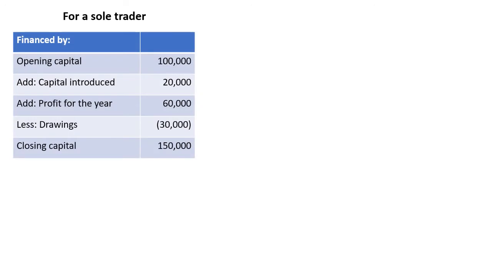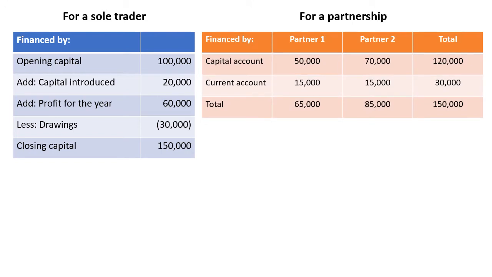So here we see the capital section for a sole trader: opening capital, any capital introduced in the year, profit for the year, less our drawings, closing capital, which should obviously equal the net assets of the business. For a partnership, we have a slight difference. We have a capital account with a balance on it for each partner, and then a total, and then a current account for each partner with a total, and then the combined totals you'll see equal £150,000. Same as for the sole trader, which will be the net assets of the business.